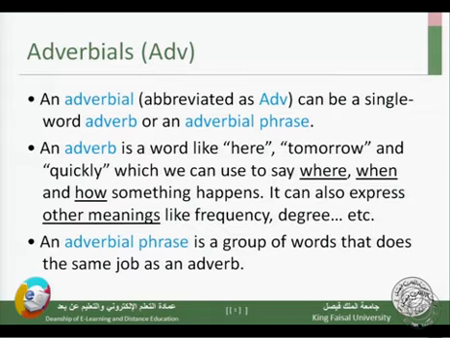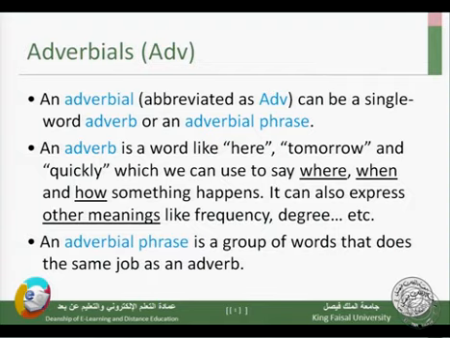So adverbials, we will see a few definitions. First, an adverbial, which is abbreviated as ADV, as we said, can be a single word adverb, so it can appear as one word, and in this case it is an adverb, or an adverbial phrase. We will see adverbial phrases and the different types of adverbial phrases. So first, adverbial means either single word adverb or adverbial phrase.